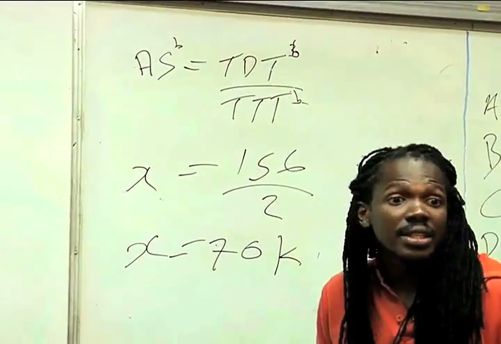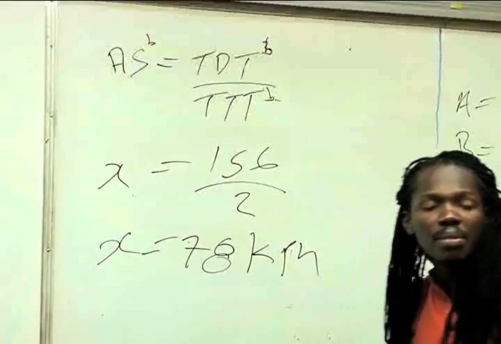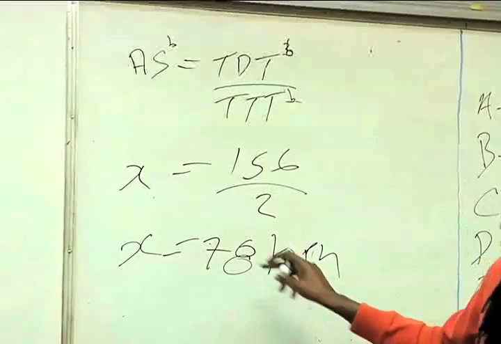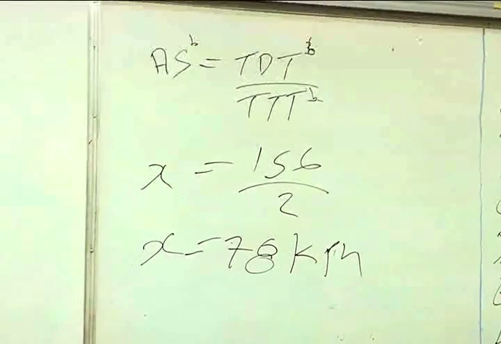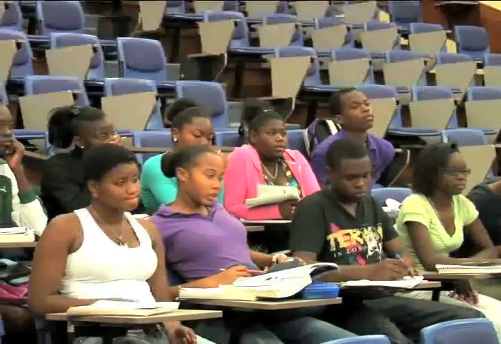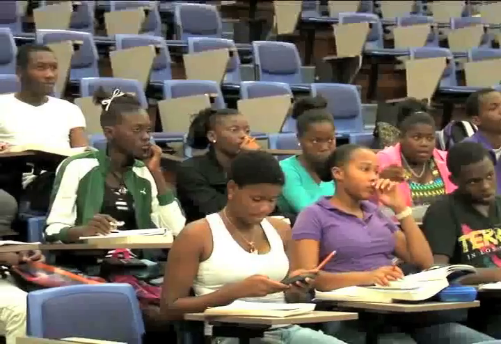78 kph. So if he traveled 70 km per hour for the next 2 hours, the total average becomes that. Want to see that? You see that? You see it's simple.